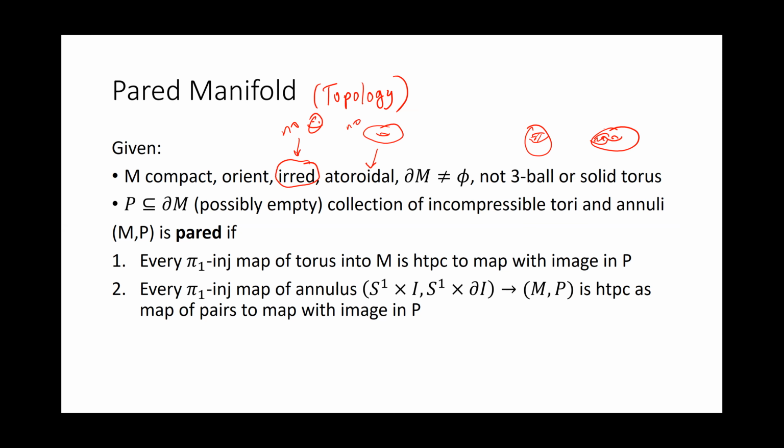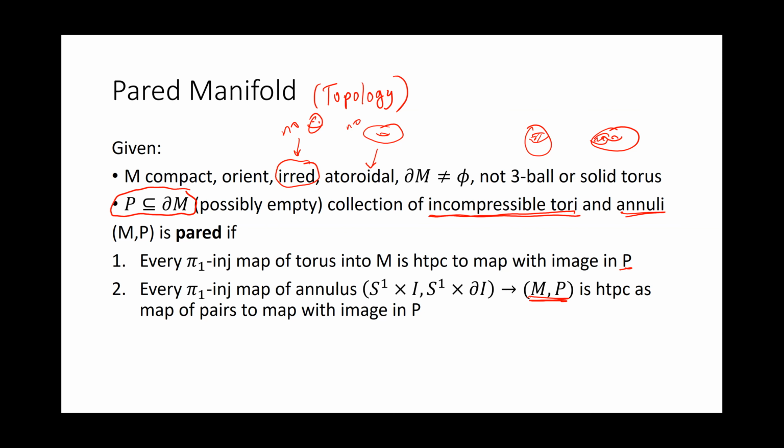On top of this, you take a special collection of subsurfaces sitting inside the boundary. These have to include all of the incompressible tori that are on the boundary, and also a collection of incompressible annuli. And we say that this pair, M, P, is paired if every pi-1 injective map of a torus is homotopic into P, and every pi-1 injective map of an annulus is homotopic into P.